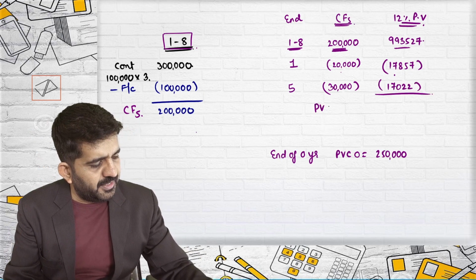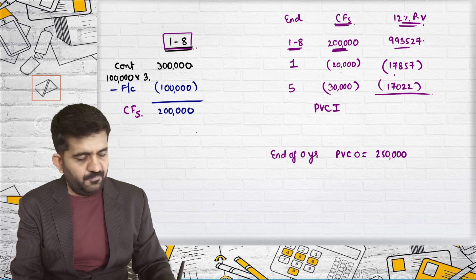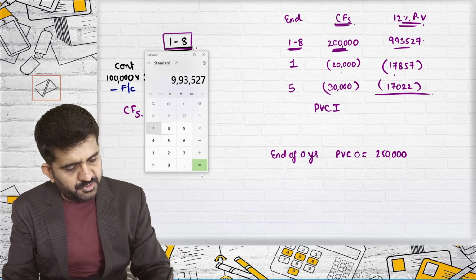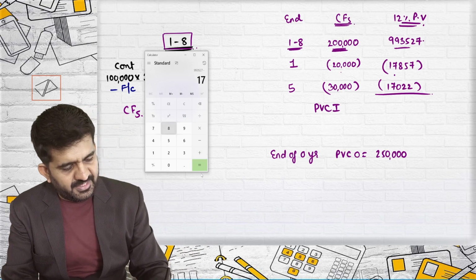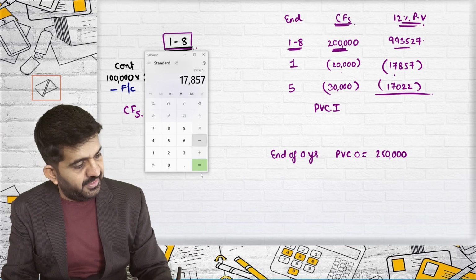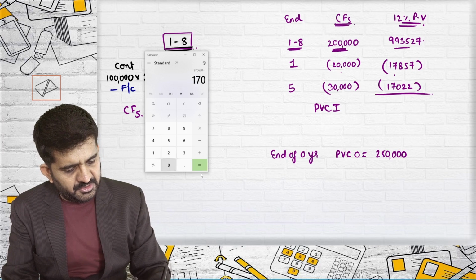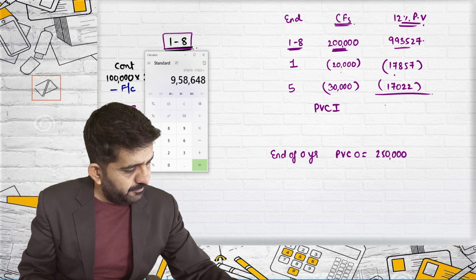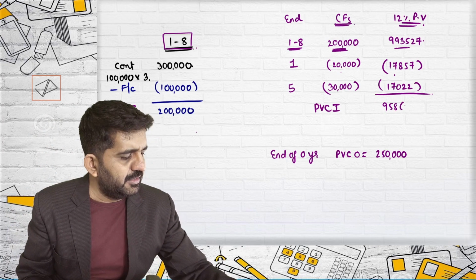This will become the present value of cash inflow, which is 9,93,527 minus 17,857 minus 17,022. 958,648.